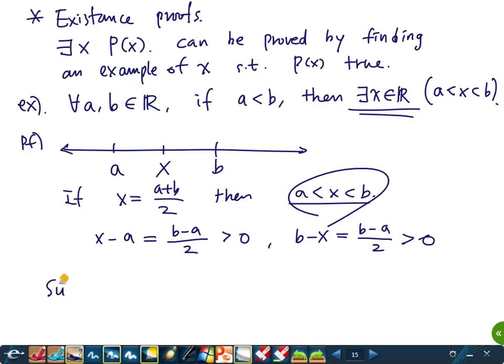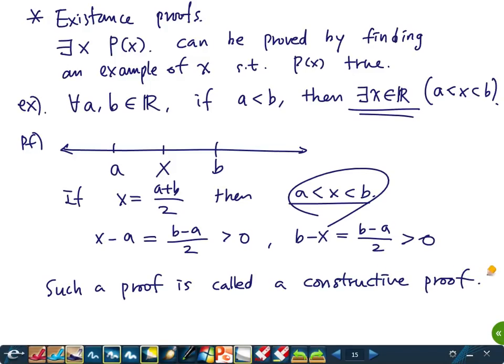Such a proof is called a constructive proof, because we explicitly constructed an example. So if a and b are given, x is this. We just showed very clearly what x is. That is constructive. There is also non-constructive proof. We will see this on the next page. Very clear, we just explicitly show the formula for x.